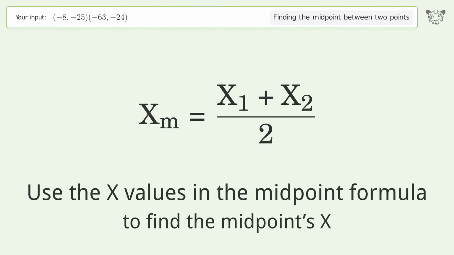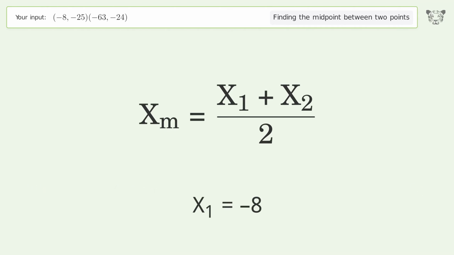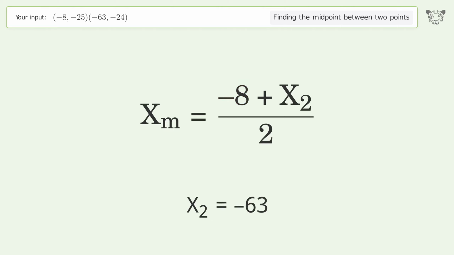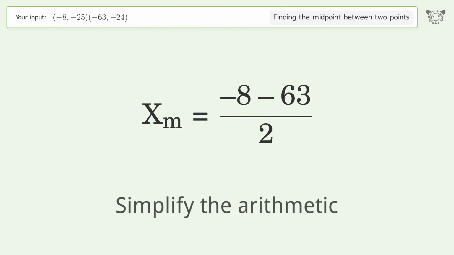Use the x values in the midpoint formula to find the midpoints x. x1 equals negative 8. x2 equals negative 63. Simplify the arithmetic.